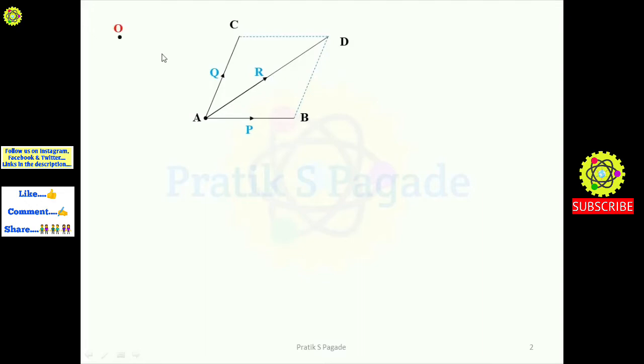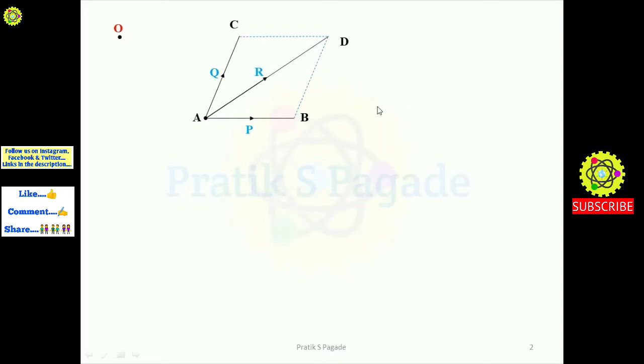Further, let's take the point O, as you can see here. When we calculate the moment of P and Q forces about the point O, the sum of the moments of P and Q about point O will be equal to the moment of the resultant R about the same point, that is O. We will prove this in this lecture.